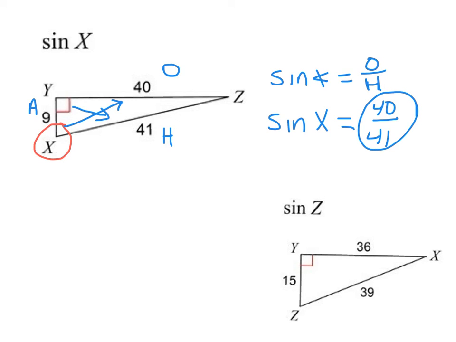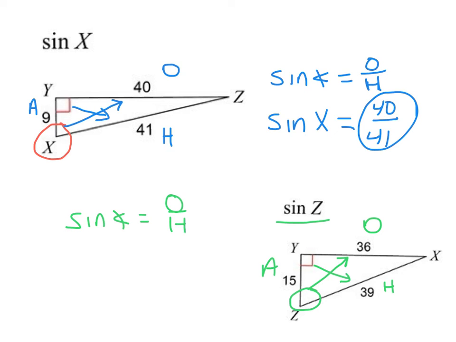All right, final problem. This time they're asking us to find the sine of Z. So Z is my reference angle. Now I'm going to label my triangle. Opposite the 90 degrees is my hypotenuse. Opposite the reference angle is my opposite, and the last remaining side is my adjacent. The sine of any angle is the opposite over the hypotenuse. Oop, really sloppy handwriting all of a sudden.